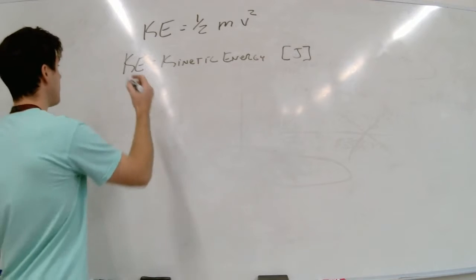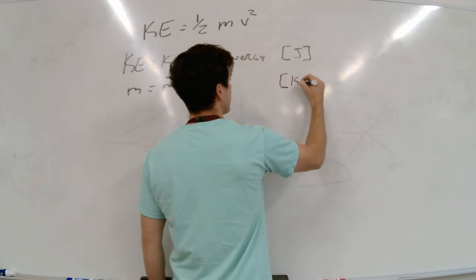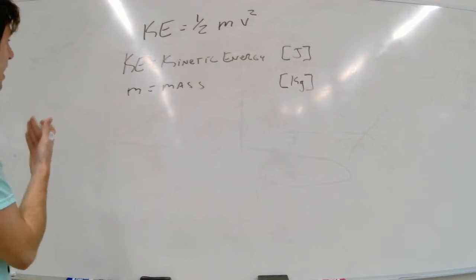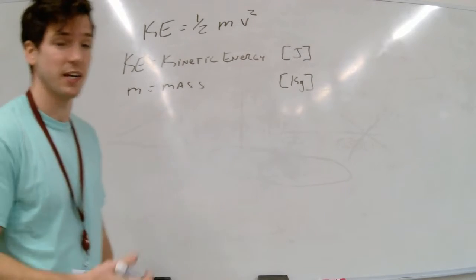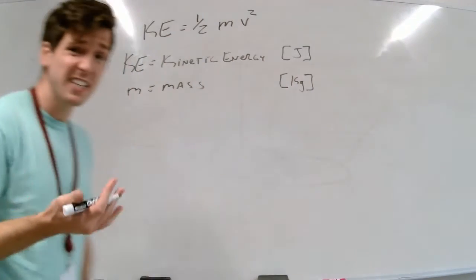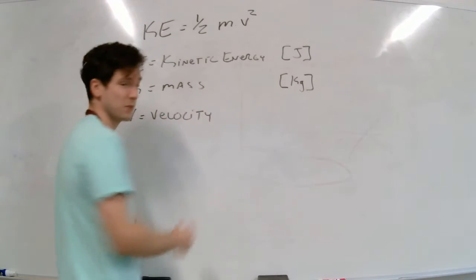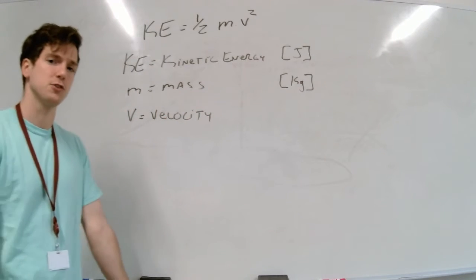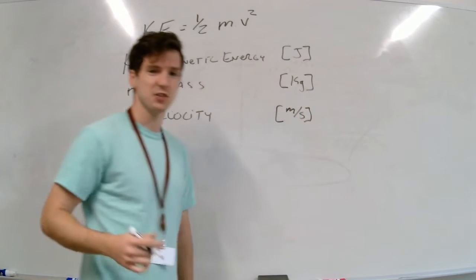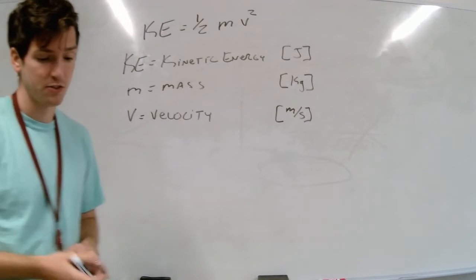1/2 is just 1/2. M, once again, is mass. And just like potential energy, it is also measured in kilograms. I know in chemistry we mainly deal with grams, but for energy problems like this, it's measured in kilograms. And then V is velocity. Right? I said this was the energy of motion. Well, that motion is just velocity, how fast you're going in a certain direction. And velocity is measured in meters per second. Acceleration is meters per second squared. Velocity is meters per second.